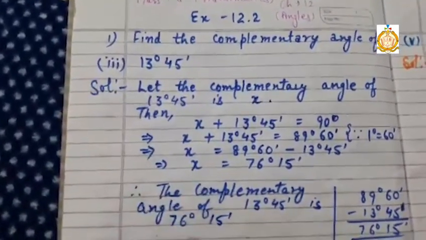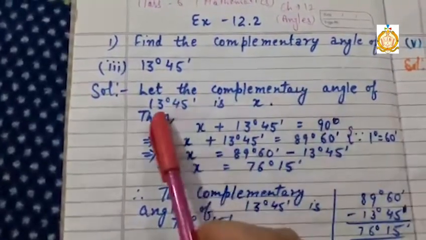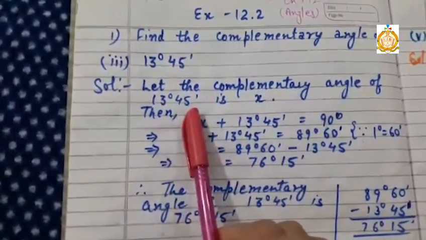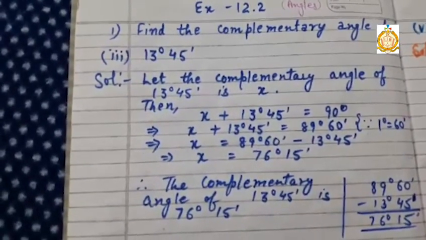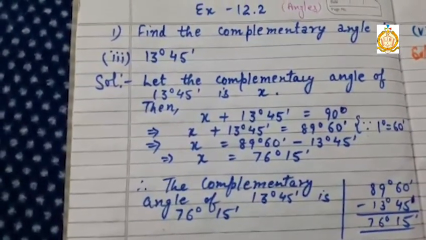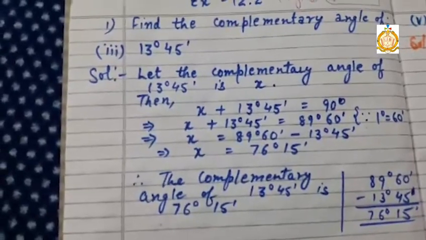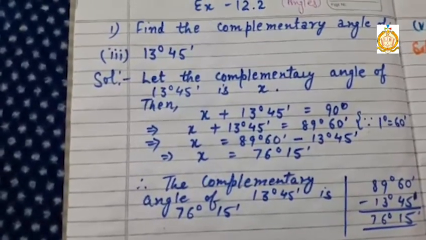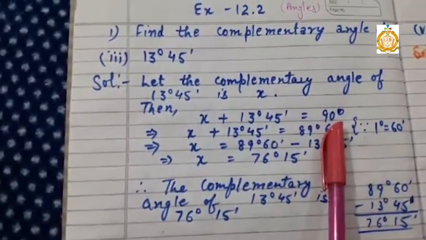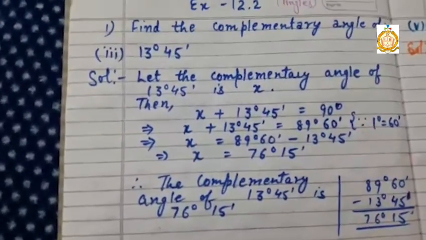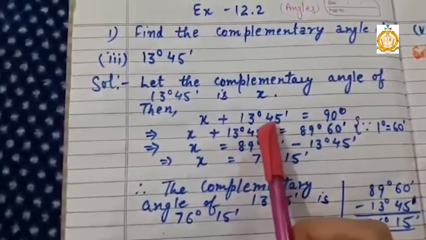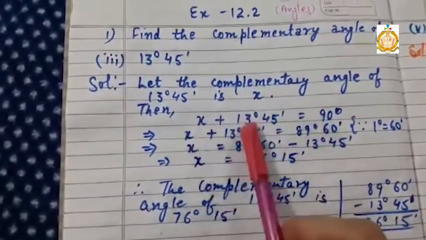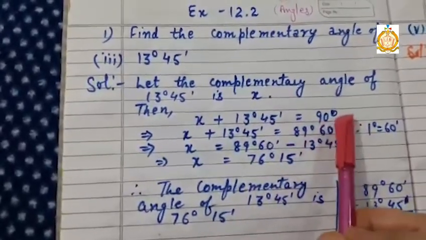Solution: let the complementary angle of 13 degree and 45 minutes be x. Students, what are complementary angles? Yes, the angles whose sum is 90 degree are called complementary angles. Therefore, we will consider that x plus 13 degree 45 minutes add up to give 90 degree.